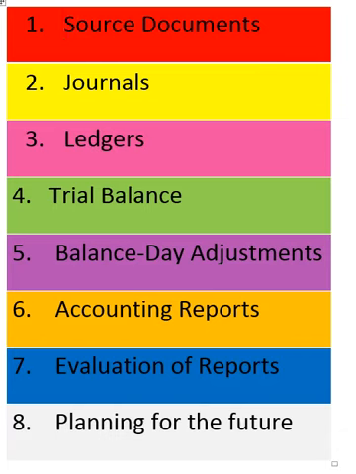Then we process each source document into journals. So cash goes into cash payments or receipts, credit goes into a purchases journal or a sales journal, and then we have our general journal. So every single individual transaction goes into journals.